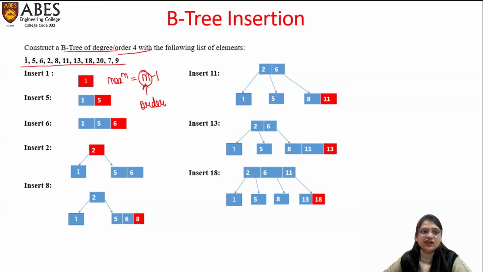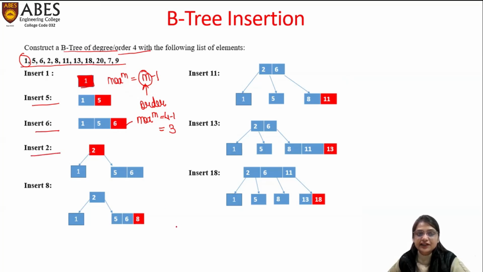First of all, if I want to insert 1, a node can be assigned a single value. So in the node, 1 is assigned. Then insert 5, there is no problem, because as per this, it can have a maximum of 4 minus 1, which is 3 keys. Then insert 6. We can simply insert 6 as well. Then the next item, which is 2.